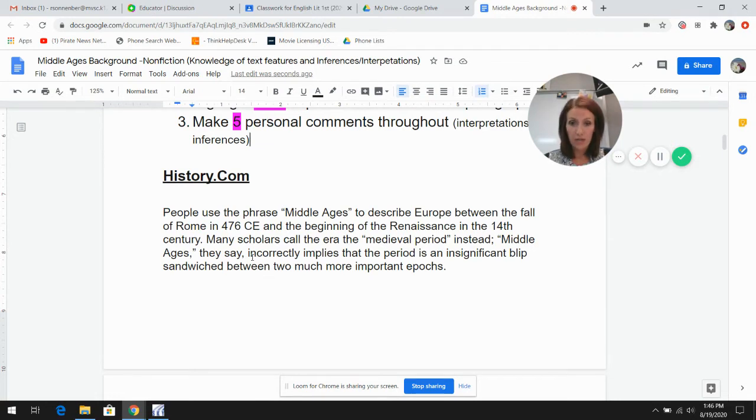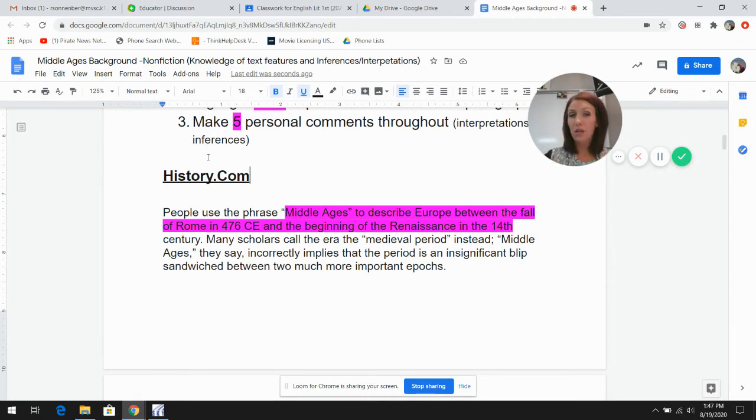The information that I wanted to highlight was the time period that the Middle Ages happened, so I simply highlight it because I thought that was important. The other thing that struck my attention, which is an interpretation or an inference, is something the text doesn't explicitly say, but I thought it, which means I took some of the text and some of my knowledge and made an inference.